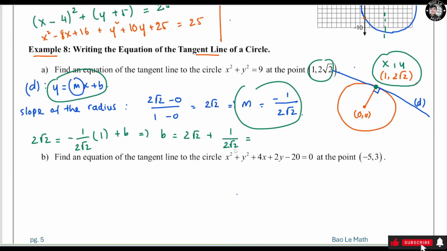We're going to simplify this one, so we just multiply this, right? So it could be 8 plus 1 over 2 root 2. It could be 9 over 2 root 2, right? So the final equation should be y equals negative 1 over 2 root 2 s plus 9 over 2 root 2, right?